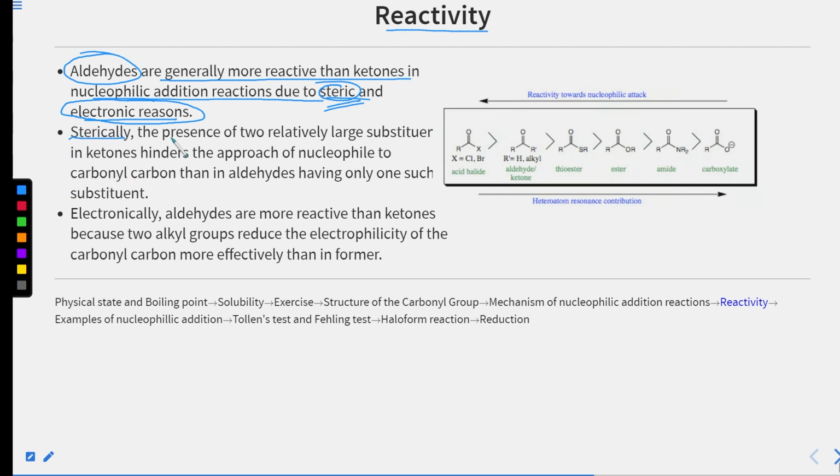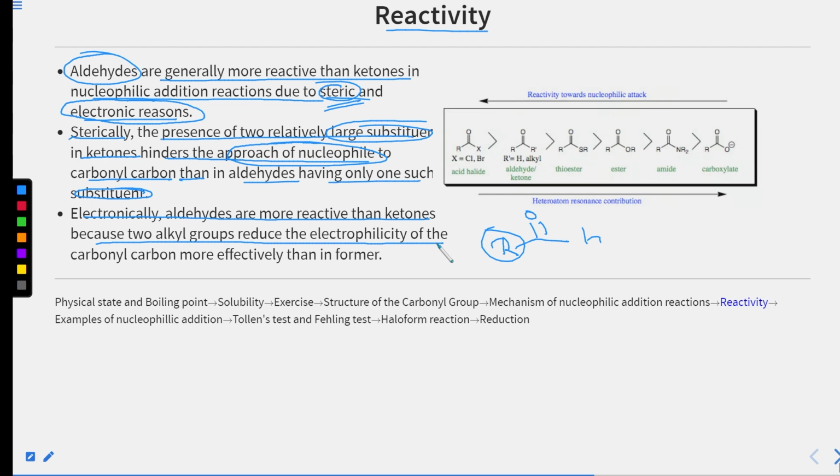The same thing is written here: sterically, the presence of two relatively large substituents in ketones hinders the approach of the nucleophile to the carbonyl compound. So this large substituent, that is R, is hindering the approach of the nucleophile. Approach means attack of the nucleophile on the carbonyl compound. Whereas in aldehyde, we have only one such substituent. If you look at the aldehyde here, its structure looks like this, so we have only one R. Clear? Now electronically, aldehydes are more reactive than ketones because two alkyl groups are reducing the electrophilicity of the carbonyl group more effectively than in the former.